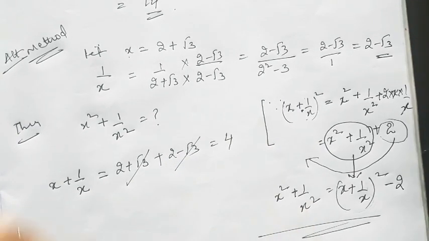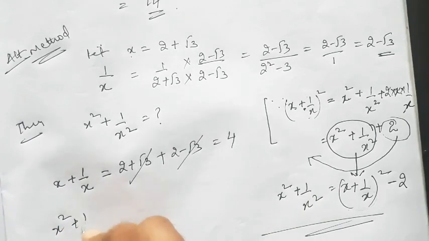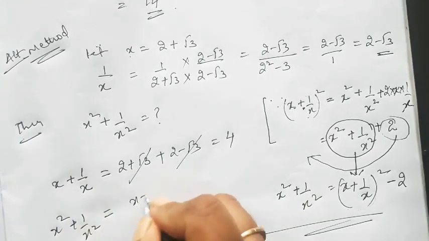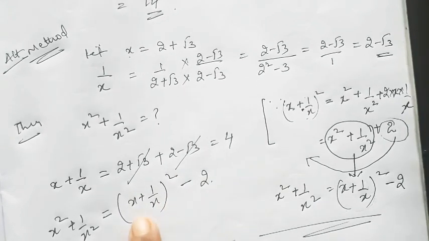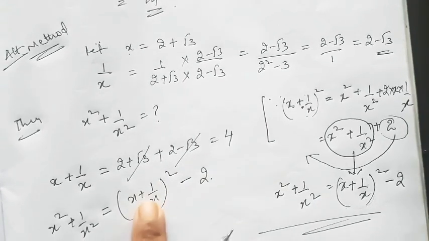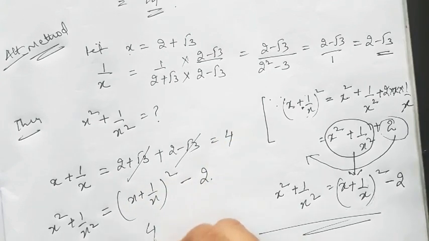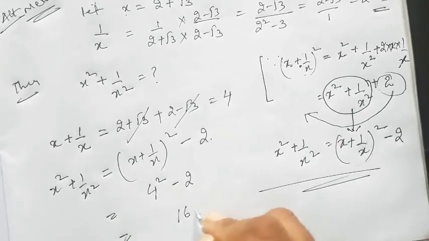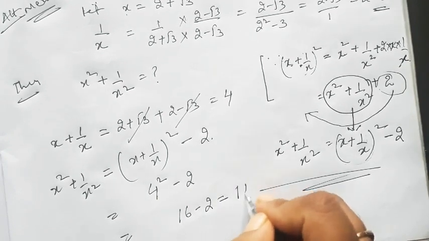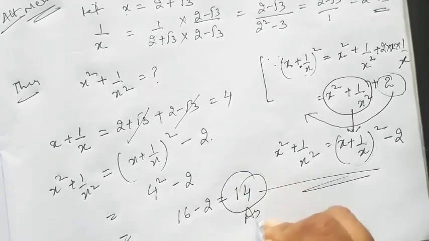Now apply this formula to predict the answer, that is (x plus 1 over x) whole square minus 2. So x plus 1 over x is 4. 4 square minus 2. 4 square is 16. 16 minus 2 is 14. So 14 is our answer.